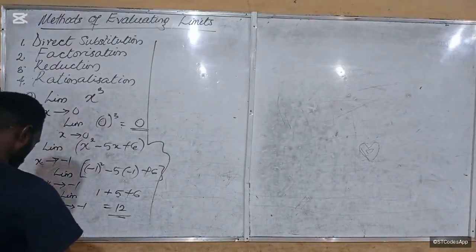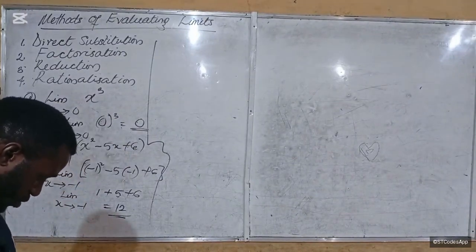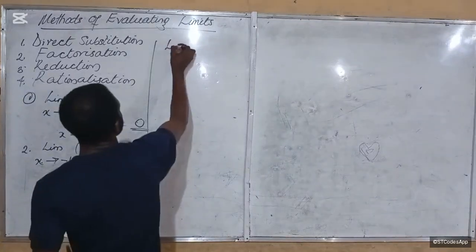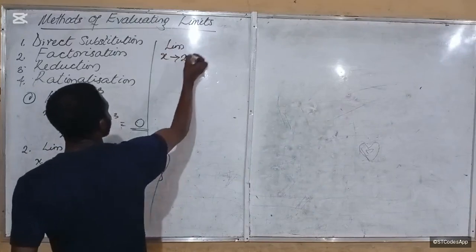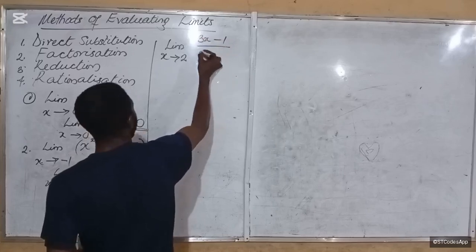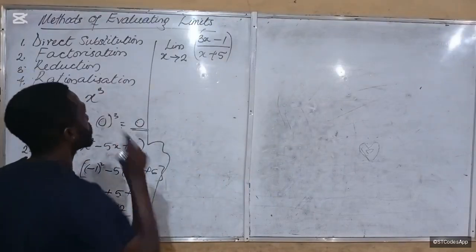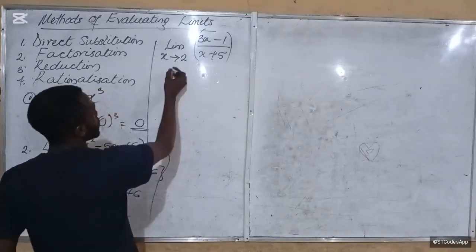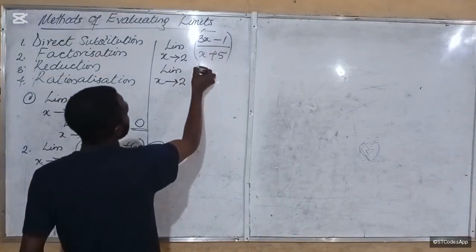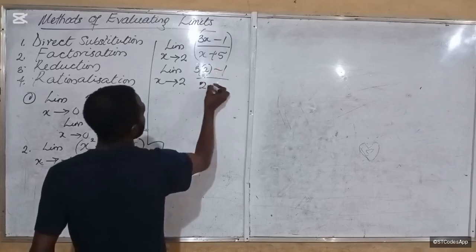Okay. Another question says that we should find the limit as x approaches 2 of 3x minus 1 over x plus 5. To solve this one, we can simply use direct substitution too, so that the limit as x approaches 2 of 3 into bracket 2 minus 1 over 2 plus 5.